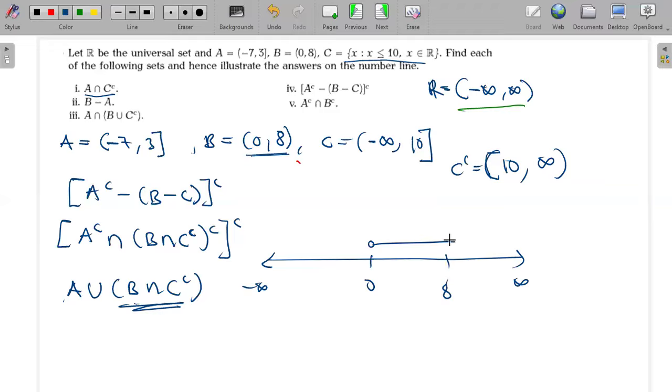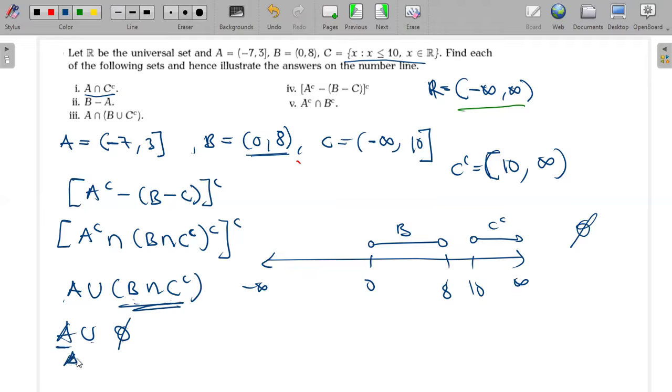It's going to be open at 8. And then my C complement is 10, open, to infinity. So now where do these intersect? Are there any common parts? This part here is B, this is C complement. Do they intersect? No, they don't. The intersection is empty. So it means A union the empty set.